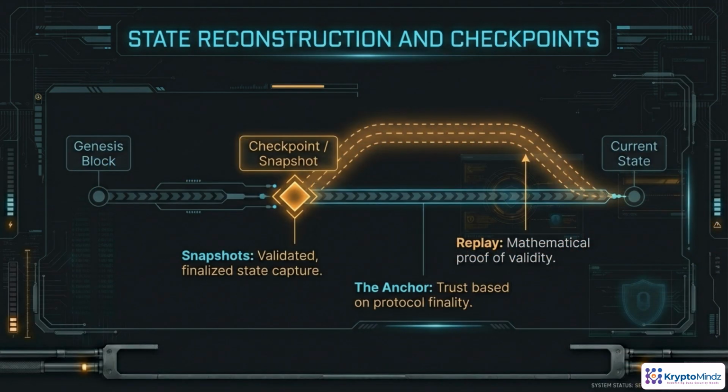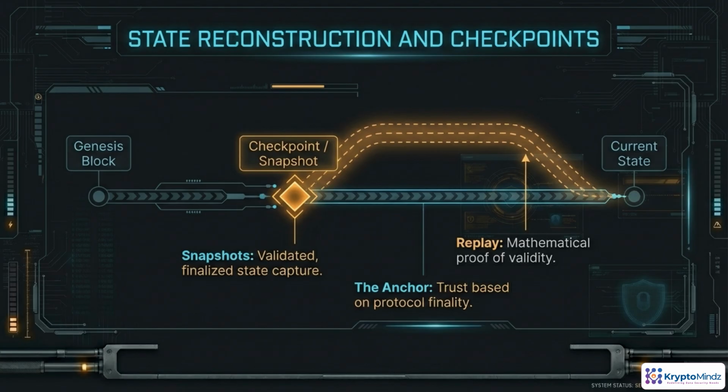Reconstructing state really answers one question. If everything broke, could we mathematically prove what the system should look like now? The backbone is protocol finality. Once blocks are finalized, they become an anchor of truth. On top of that, you take periodic snapshots, validated captures of the full state at specific heights.